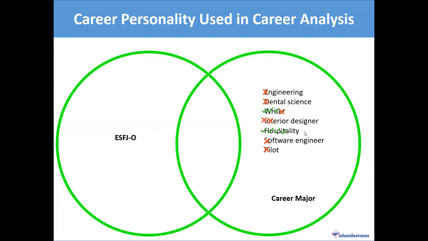Rule of elimination. There might be even one factor which is not suitable. You need to eliminate it. That is how you can know exactly whether the candidate is fit for that career or not. Otherwise, it is compromises. Clear? So the right answer from here includes only hospitality for ESFJ.